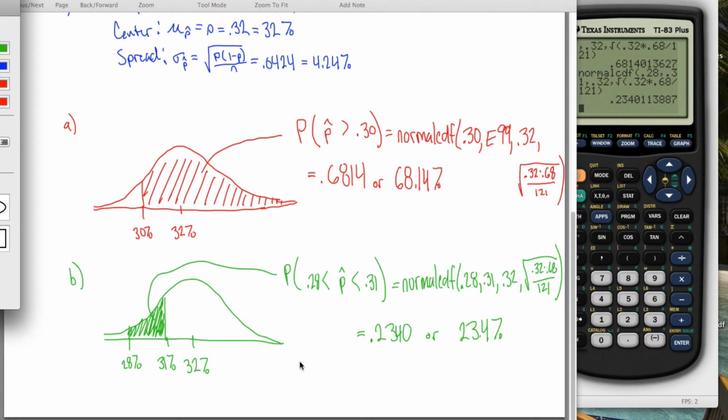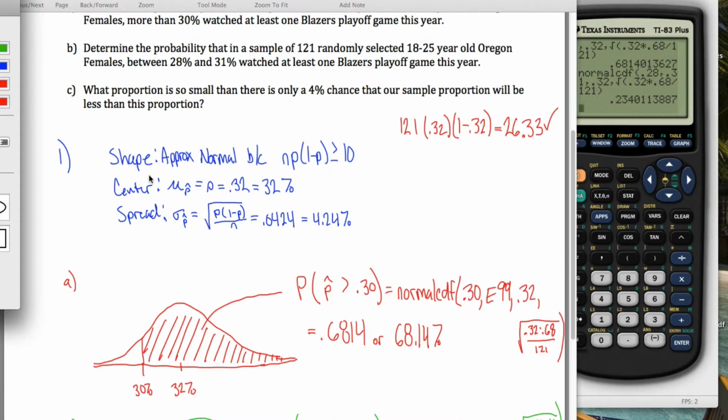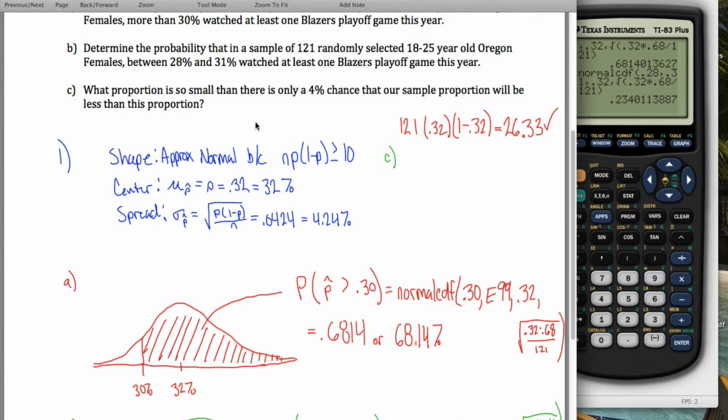C. Oh, I don't know where C is going to go. This looks like a good spot. Maybe I do it in green so that they don't all run into each other. All right, for C, it says there's some proportion out there. I don't know what it is. But it's so small that there's only a 4% chance that our sample proportion will be less than it. So there's something way over here. My middle is still 32%. Still approximately normal. There's some value out here. I don't know what it is, that gives me this probability, 0.04 here.